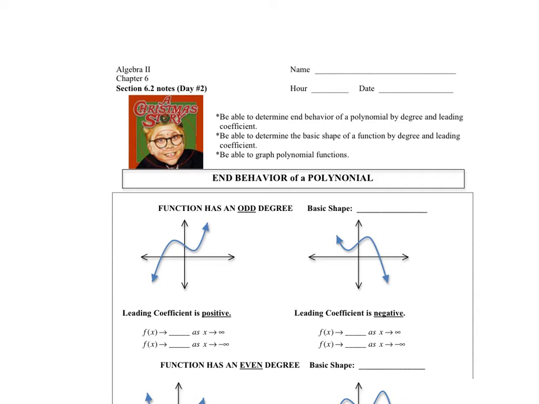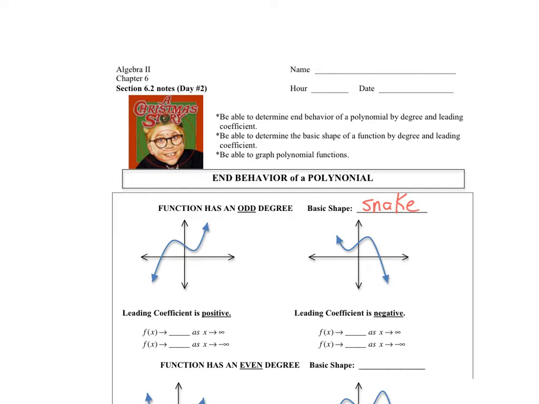All right, our second day of section 6.2 is on end behavior of a polynomial, and we also graphed some polynomials a little bit today. The end behavior is which way the graph goes as it goes off into infinity in one direction or the other. So the end behavior for an odd degree, the basic shape we're going to call a snake.